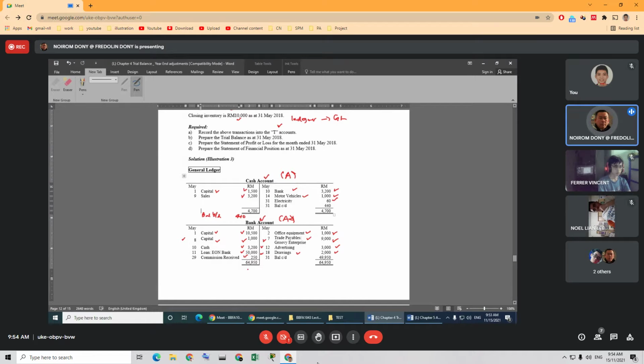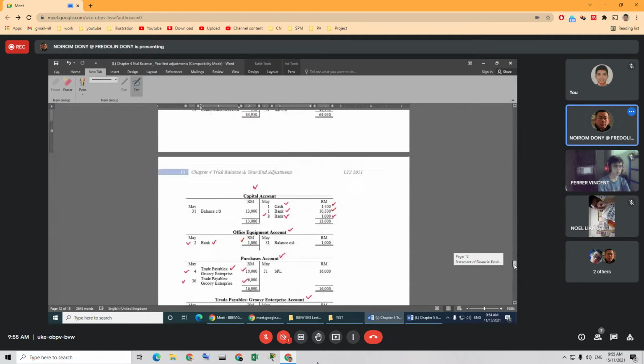So the bank account, we do the same thing. Put the total line and then compare. Debit is more also. So 64,950. Use it as the total for the credit side as well. And you subtract, then you get this balancing figure 49,950. So this is a debit balance as well. So in the trial balance, you put it on the debit side.